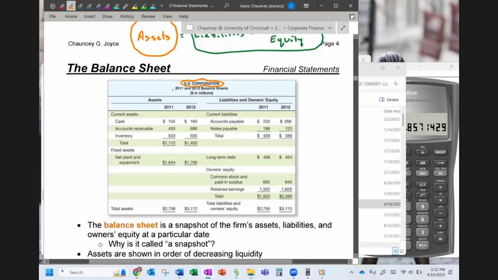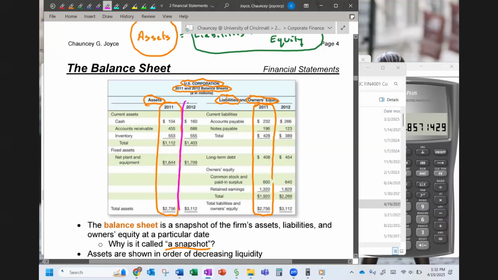A balance sheet is a snapshot in time of all of the assets, liabilities, and equity for a firm. So the last period is in one column. All of these figures are represented in 2011. And then the current period, which is 2012, is in this column. So it's just a snapshot. Sometimes you see this called the beginning period, and then this would just be the ending period.